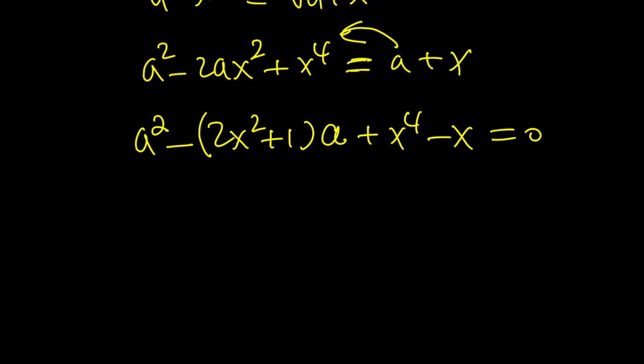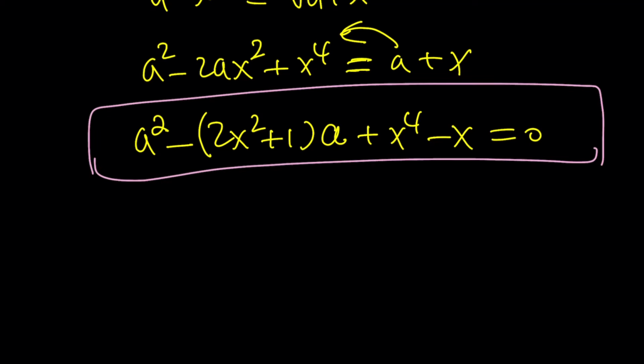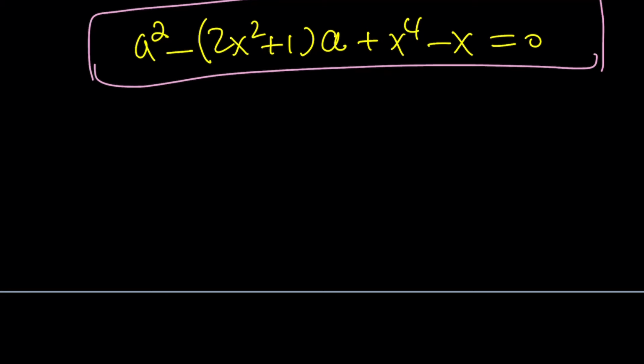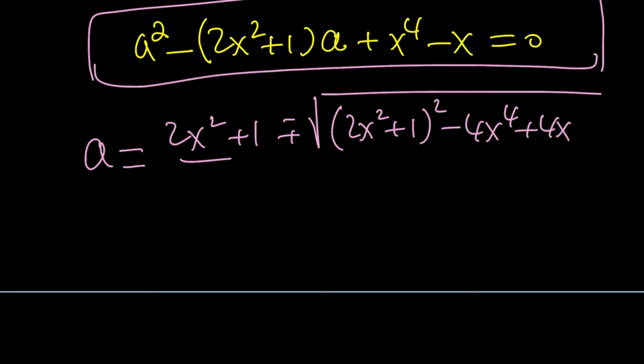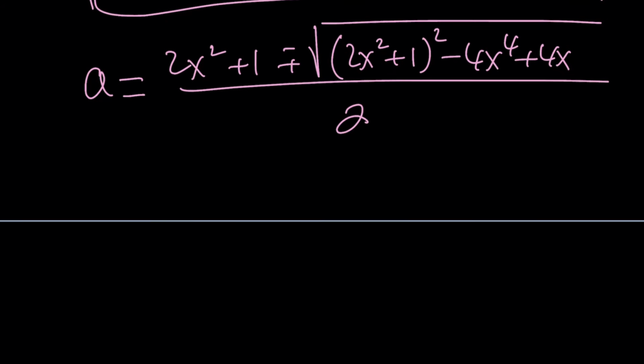Awesome. This might still look complicated, but it is quadratic in a, and let's go ahead and solve it. This is going to be fun. How do you solve it? Use the quadratic formula: negative b plus or minus the square root of b squared. We're going to square this, and then minus 4ac, minus 4x to the fourth plus 4x. We're going to negate, and all of that is divided by 2, because a is 1. A is the coefficient of a squared, by the way.